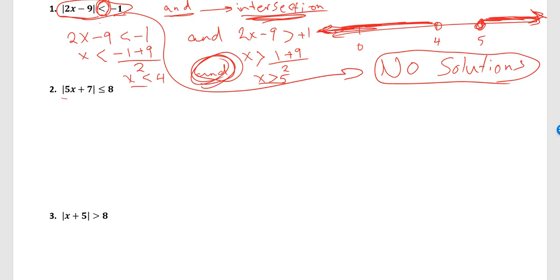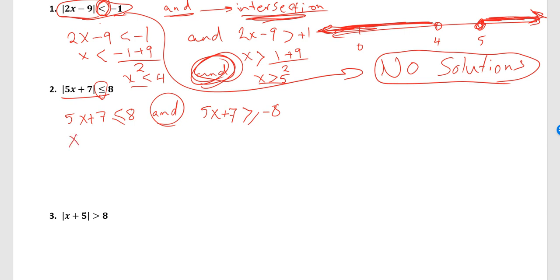Moving on to the next example. 5x plus 7, absolute value of which is less than or equal to 8. Again, since we have a less than or equal to sign, we write out our two expressions. 5x plus 7 is less than or equal to 8. And we need the and operand because we have less than or equal to. 5x plus 7 is greater than or equal to minus 8.